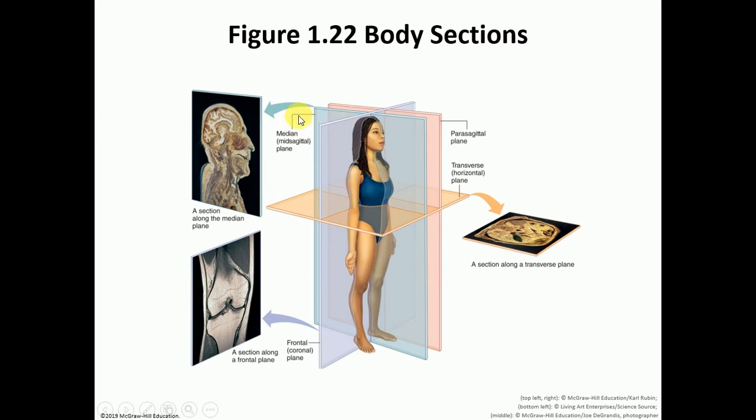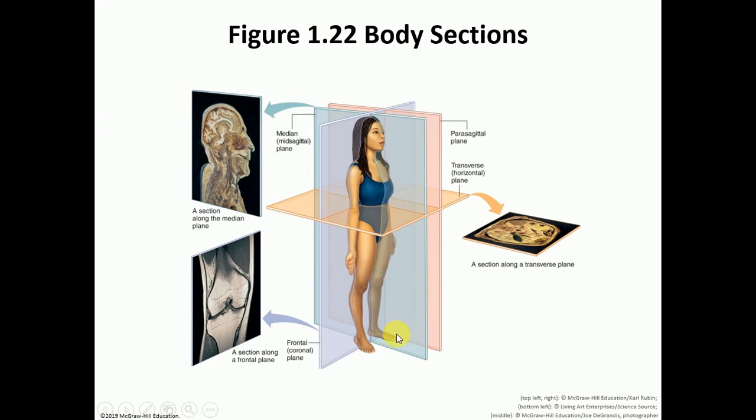The last but not least of these planes, that's the orange one, and that is known as the transverse or horizontal plane, and that divides the body into a superior and inferior portion, so an upper and lower part. You want to be familiar with all of these terms. If it has two different names, you need to know them both.